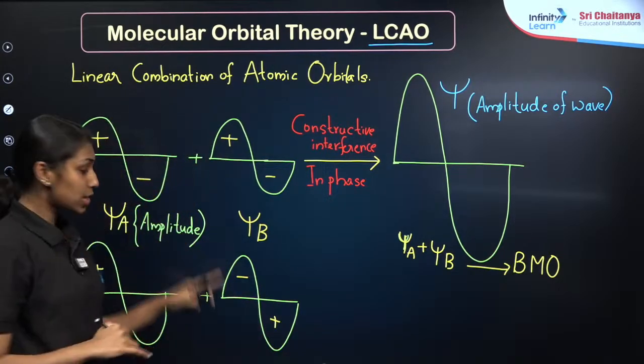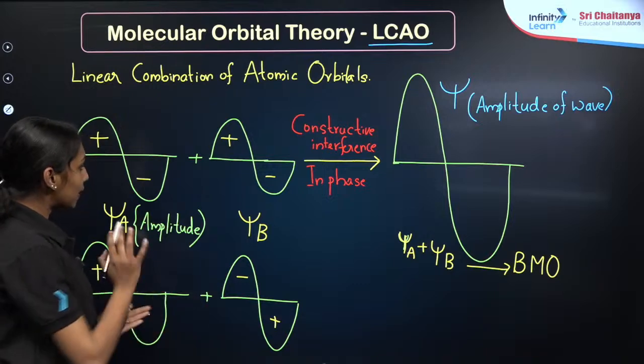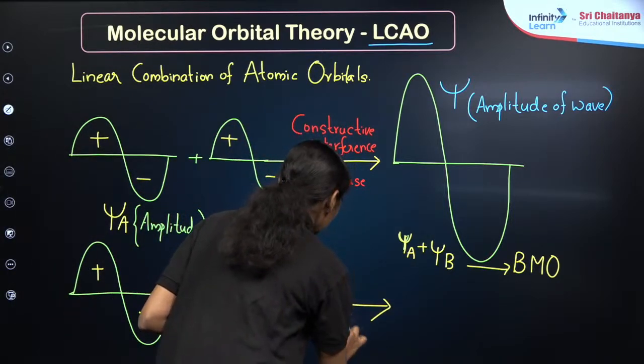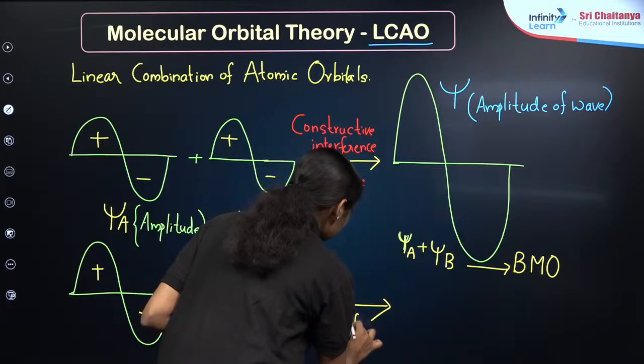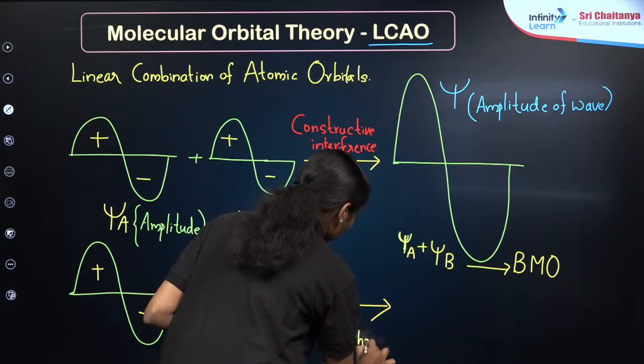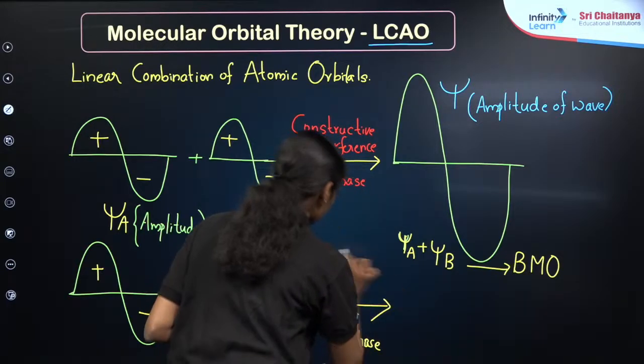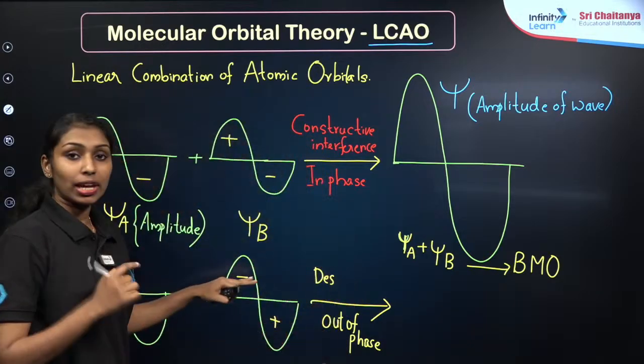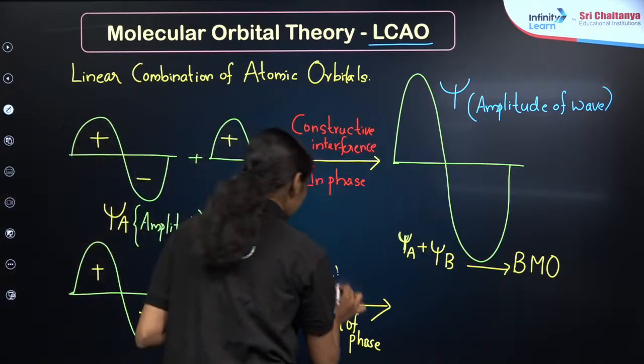Now I am changing the phase of these waves. So what will happen? When we change the phase, it will form out of phase interference, or we can call it destructive interference. As a result of destructive interference, the amplitude of the resulting wave decreases.